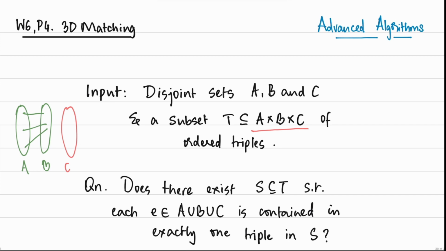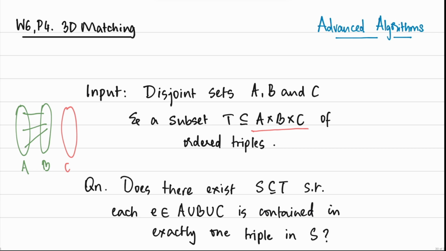So that's the matching aspect of it. We want to pick a collection of disjoint triplets, but we also want every vertex in the universe, which is A union B union C, to appear in exactly one of these. So you want to cover everything, and you want to remain disjoint.